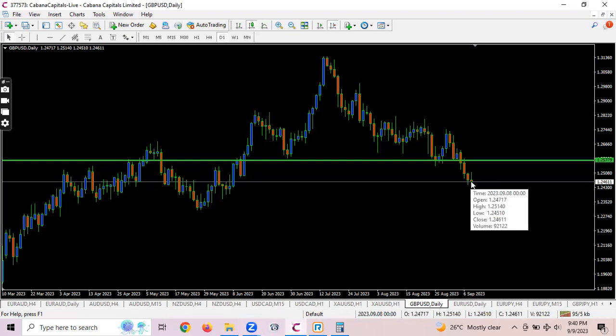So if that support is broken, maybe on Tuesday or Wednesday, we could see GBP USD sell. We could see GBP USD price drop. But if Monday candle closes bullish, you should consider buying.